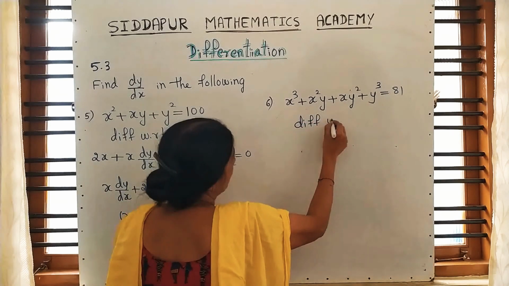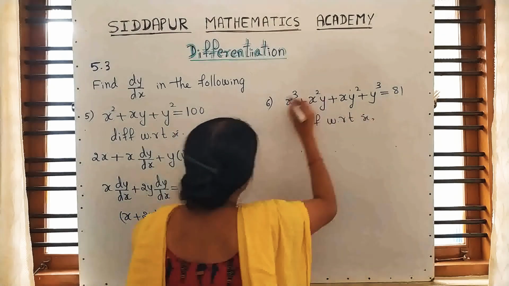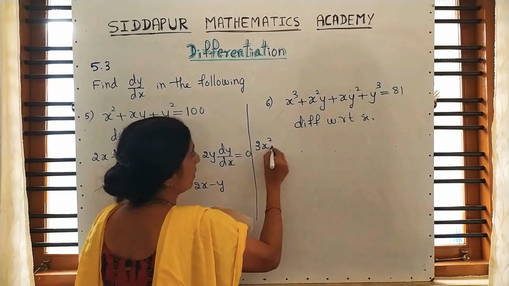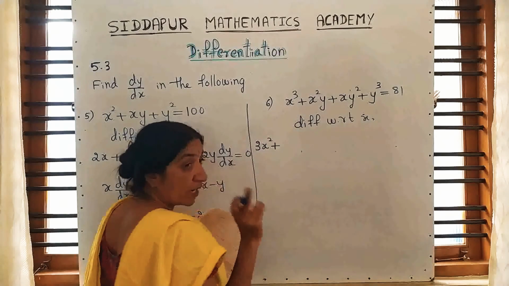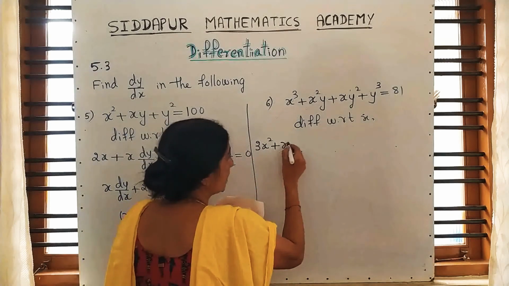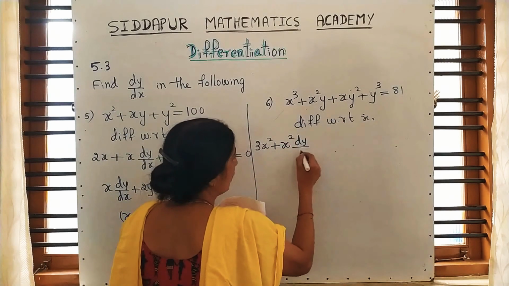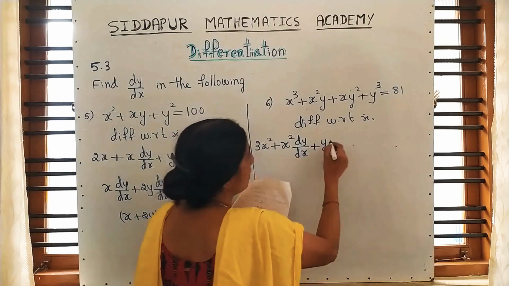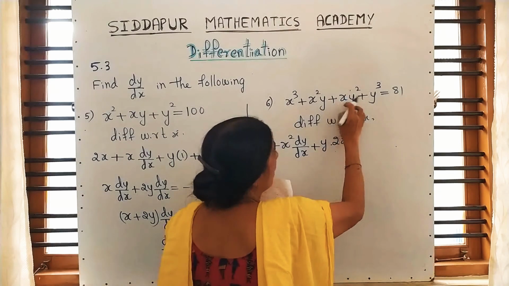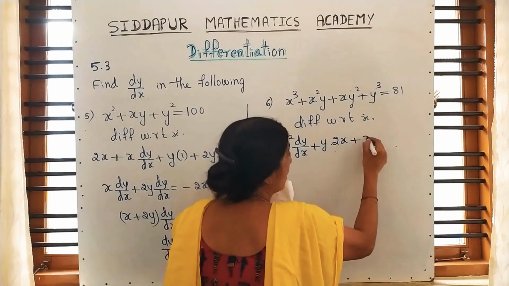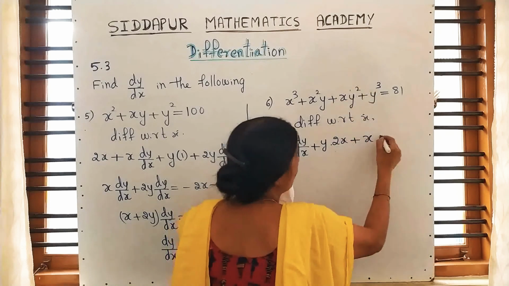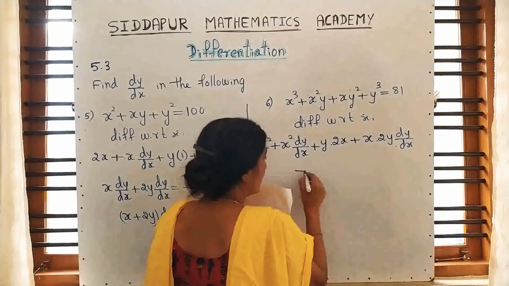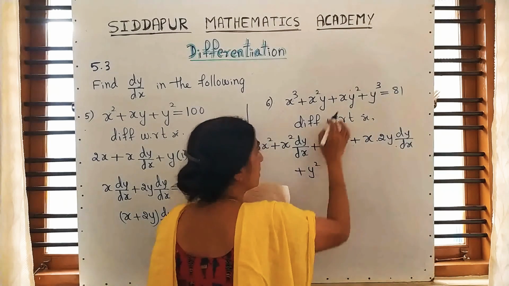See, differentiating with respect to x. What is the differentiation of x cube? 3x square, plus x square into y is what? u into v. Keep x square as it is. Differentiation of y is dy upon dx, plus y as it is. Differentiation of x square is 2x. And the next is also u into v. Keep x as it is. Differentiation of y square is 2y into dy upon dx, plus y square as it is.